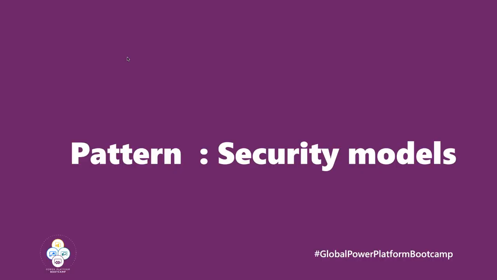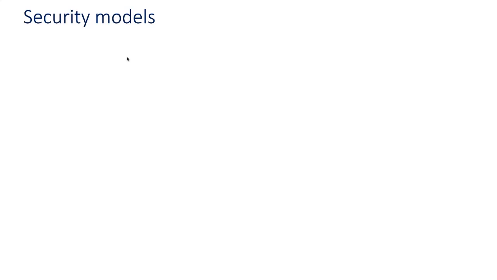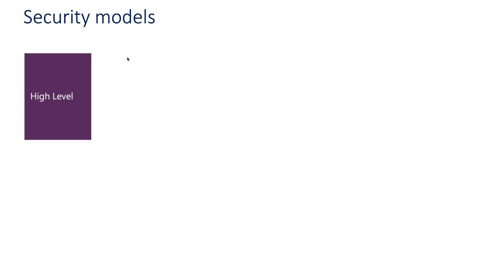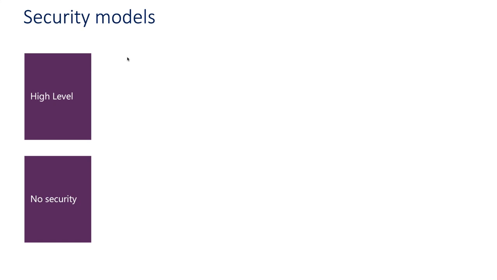So we have unlocked all the possibilities of Power Automate, actually. The security model is very important because there are two security models in the BPM toolkit. High level, which is the one we have at the moment, and the next version will have no security, in the coming weeks.